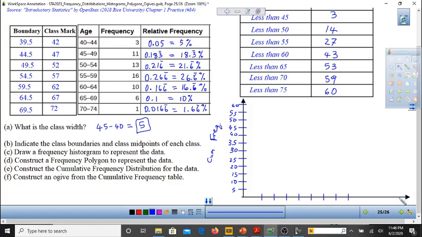And these are my ages, and I'm using the boundaries. So we're talking about 39.5, 44.5, 49.5, 54.5, 59.5, 64.5, 69.5, and 74.5.